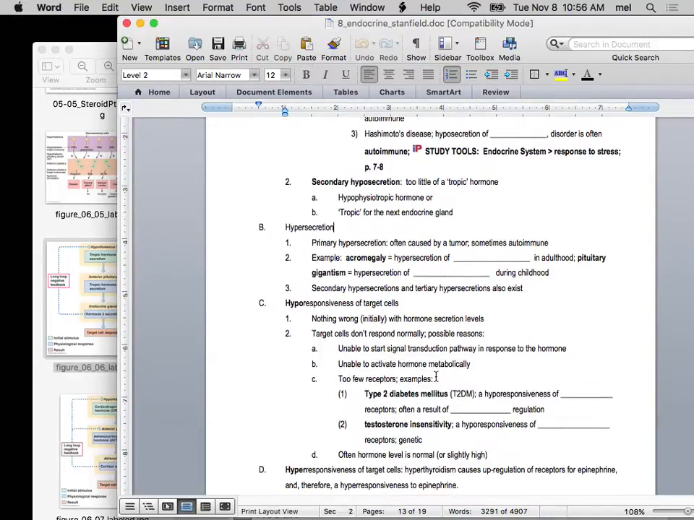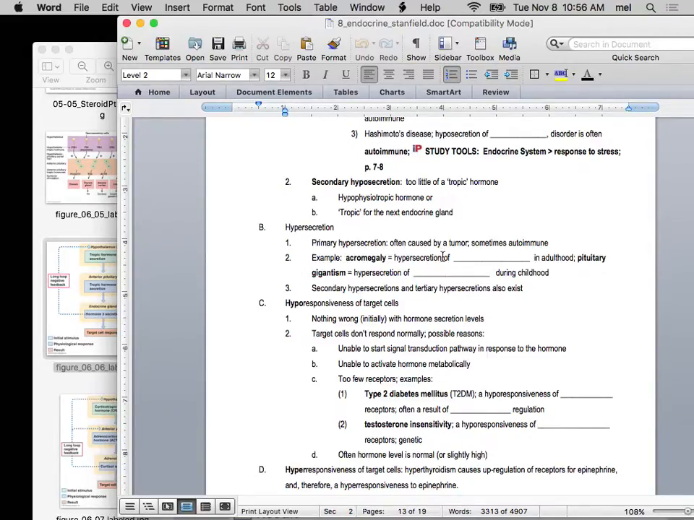Okay, and then let's talk about hypersecretions. If you have a primary hypersecretion, you're making too much from here, it's usually because of a tumor. And the tumor can be benign or malignant. And depending on that, that's how you treat it, right? You either try to get it out of there because it's going to kill you, or maybe decide to leave it in there. Sometimes they are autoimmune. I'll tell you one in just a second. So these primary hypersecretions.